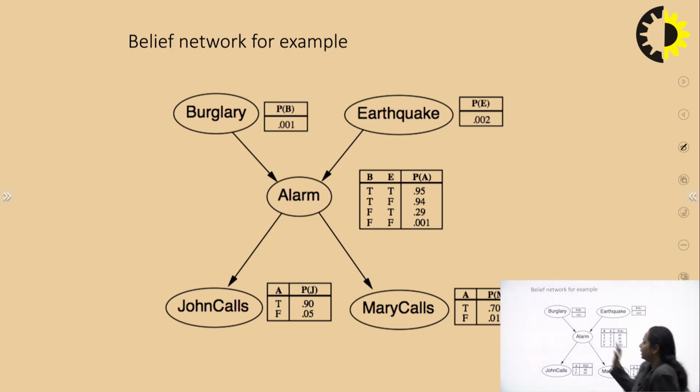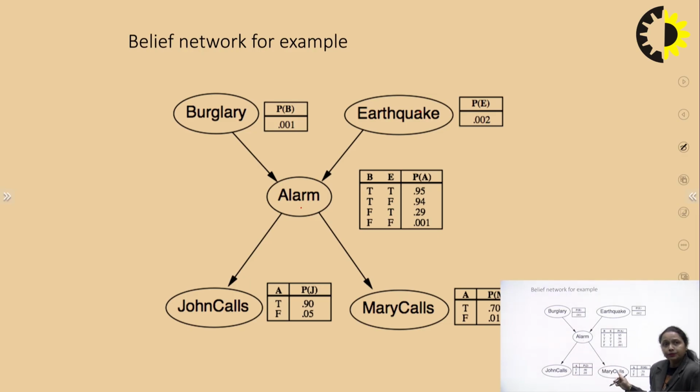Now, with the help of this particular data, I can draw this. The alarm rang. Now, this alarm rang either due to burglary or due to earthquake. And when this alarm rang, either John will call or Mary will call.